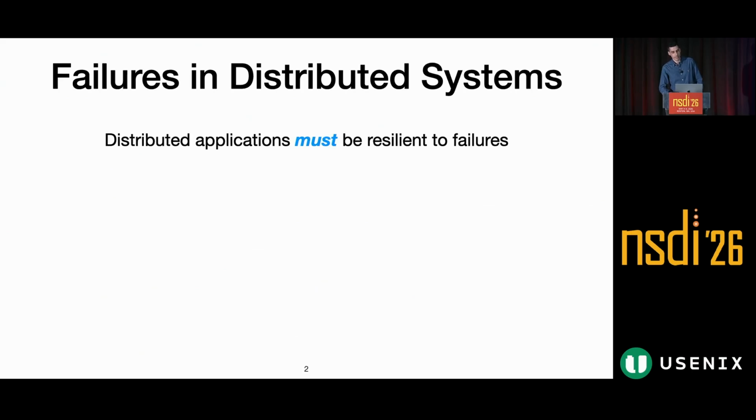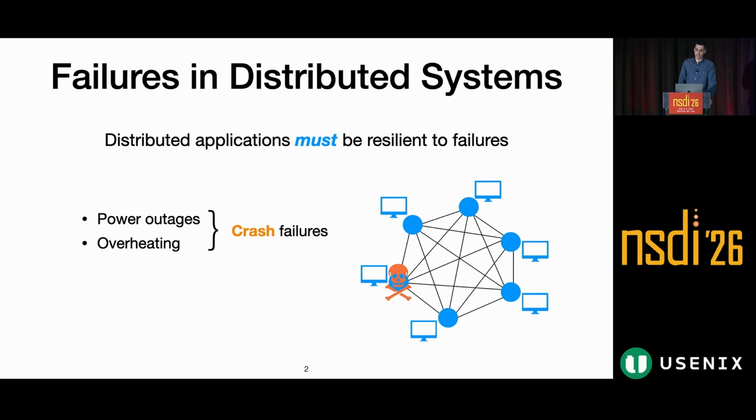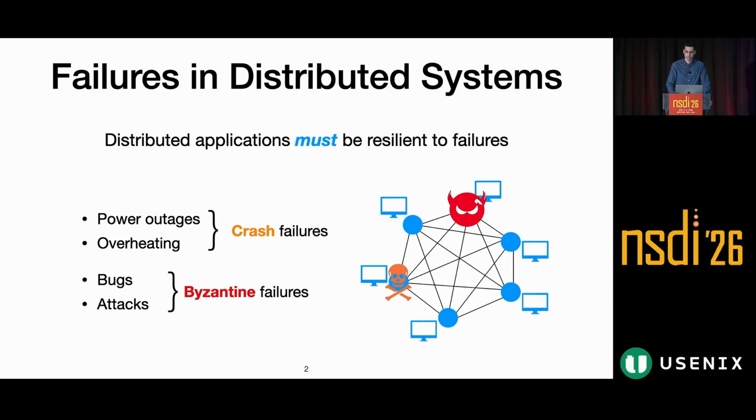So distributed systems must be resilient to failures, and we differentiate between two types of failures. The first type, processes just crash, so they stop operating. But in the second type of failures, which are more difficult to address, processes continue execution, but they act arbitrarily due to bugs or malicious attacks.